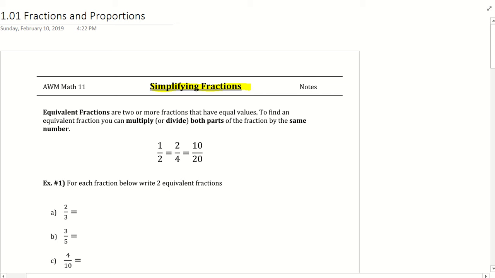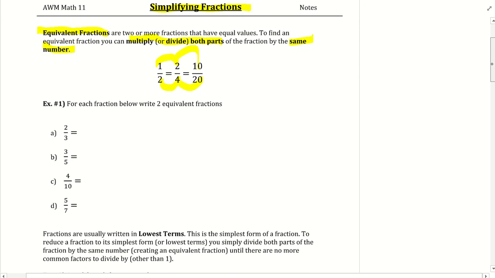As you can see here with the notes, it says equivalent fractions are two or more fractions that have equal values. To find an equivalent fraction, you can multiply or divide both parts of the fraction by the same number. And as you can see here, this would be multiplied by 2, this would be multiplied by 2, this would have been multiplied by 5, and this would have been multiplied by 5.